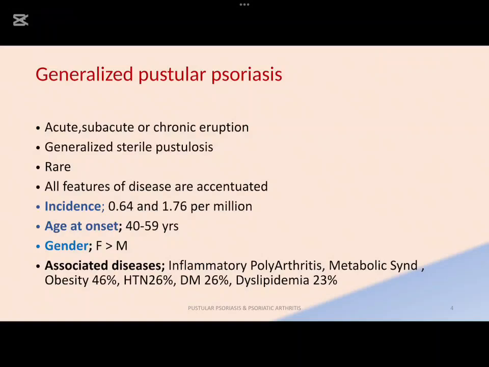Generalized sterile pustulosis is a rare form, and all features of the disease are accentuated. Incidence is 0.64 to 1.76 per million. Age of onset is 40 to 59 years, and there is generally a greater incidence in females than males. Associated diseases include inflammatory polyarthritis and metabolic syndromes like obesity, hypertension, diabetes mellitus, and dyslipidemias.